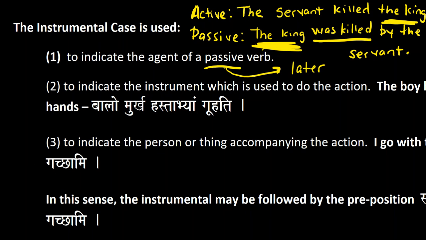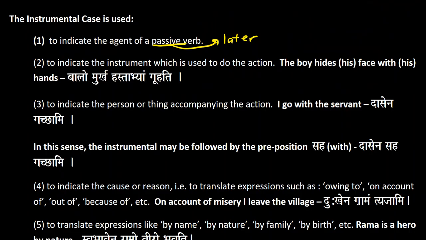In Sanskrit, we do have passive verbs, and there's a technique for how to use them, so we'll go over that later. And now moving on to indicate the instrument which is used to do the action. So: the boy hides his face. What is the instrument that he's using? The boy hides his face with his hands. So his hands is the instrument of this sentence. That's why it's called the instrumental case, with his hands.